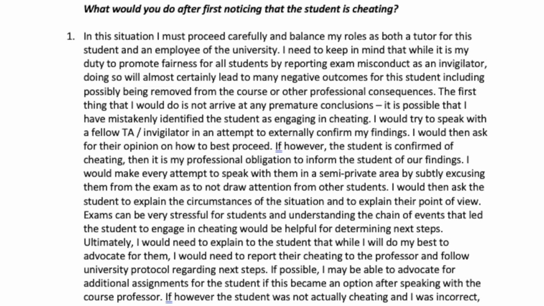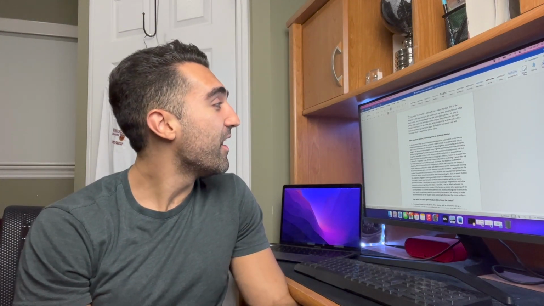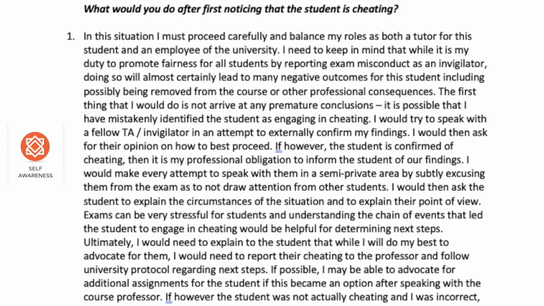The first thing that I would do is not to arrive at any premature conclusions. Very important to say that whenever you can on the Casper test. It is possible that I have mistakenly identified the student as engaging in cheating. I would try to speak with a fellow TA/invigilator in an attempt to externally confirm my findings first. I would then ask for their opinion on how to best proceed.